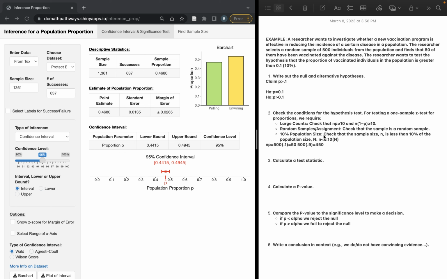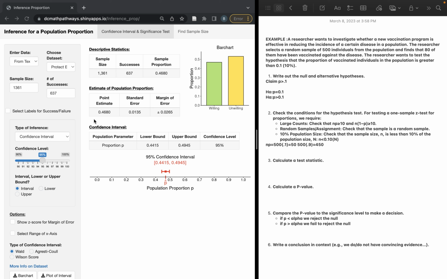Next part, random samples. It says it was a random sample, so we're good there. And also the 10% of the population size. We can assume that this was a small fraction of the population that they were looking at, so we're going to say that it is less than 10%. So the next part, since we've checked our 3 different conditions, is to run our test.